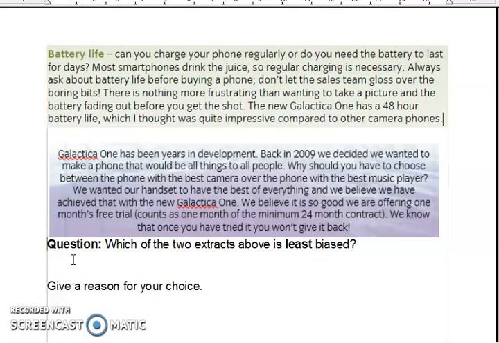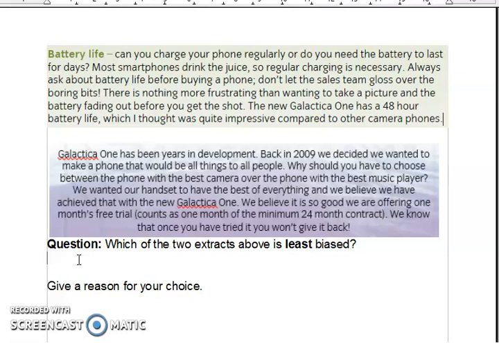Okay, so the least biased text here, the answer you should have got, is text 1. That's the text in green which starts with battery life. Now, this question is usually divided into two parts. It asks you which text is least biased, and then it asks you to give a reason for your choice. Now, the simplest, most straightforward reason you are going to identify a text as biased or less biased is to do with whether it gives both sides of an argument.